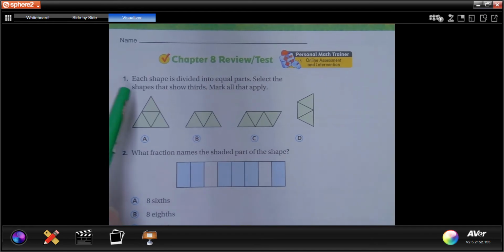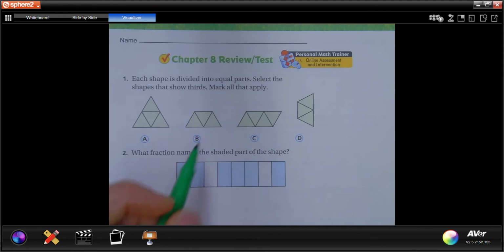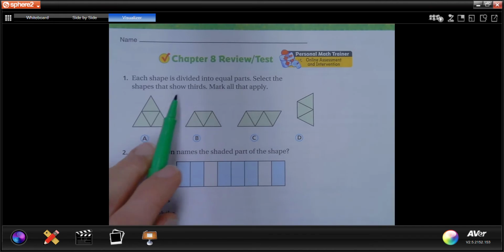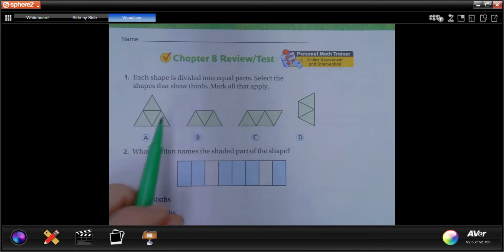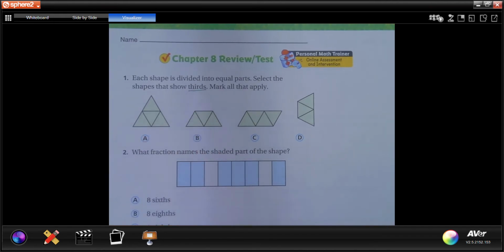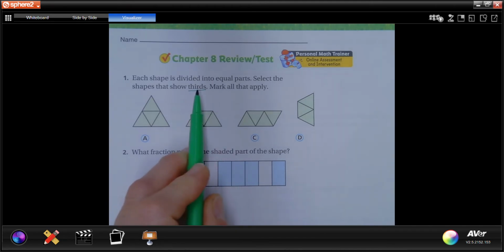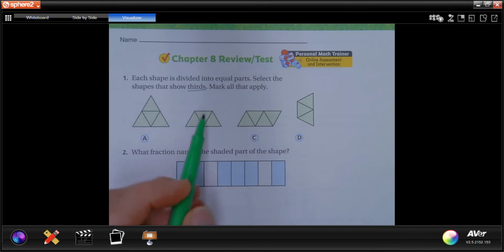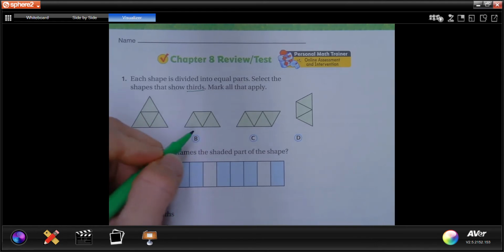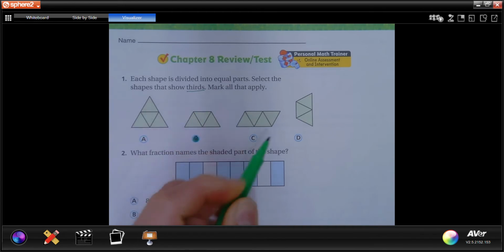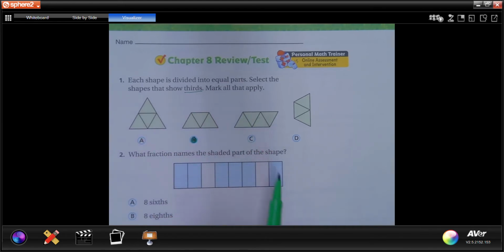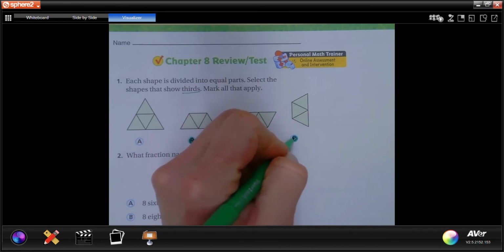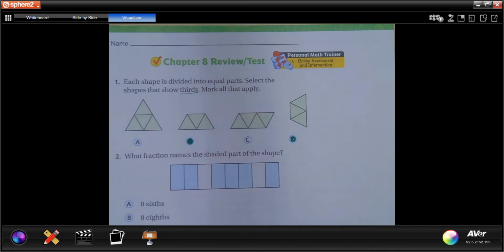Number 1. Each shape is divided into equal parts. Select the shapes that show thirds, mark all that apply. So if we know we need thirds, we need to have how many in each? 3. So does this one have 3? 1, 2, 3, 4? No. Does this one have 3? 1, 2, 3. Yes. This one applies. What about this one? 1, 2, 3, 4? Nope. This one? 1, 2, 3. Yes. All right.